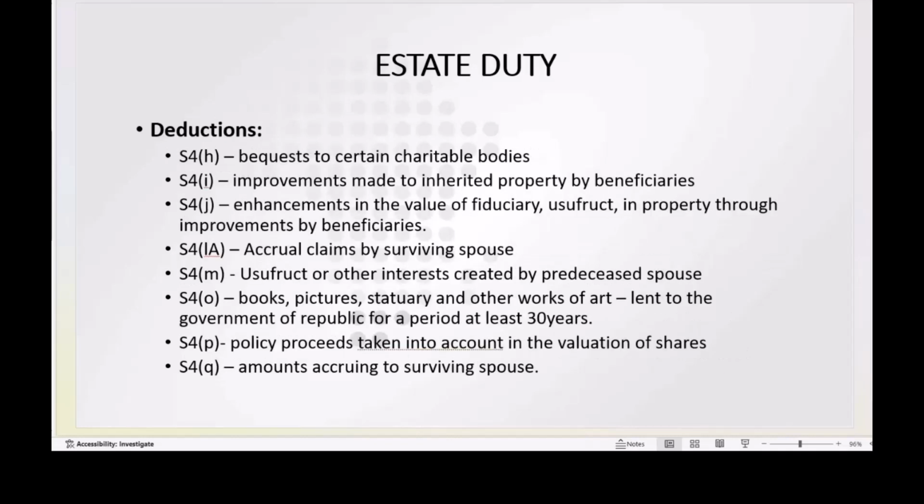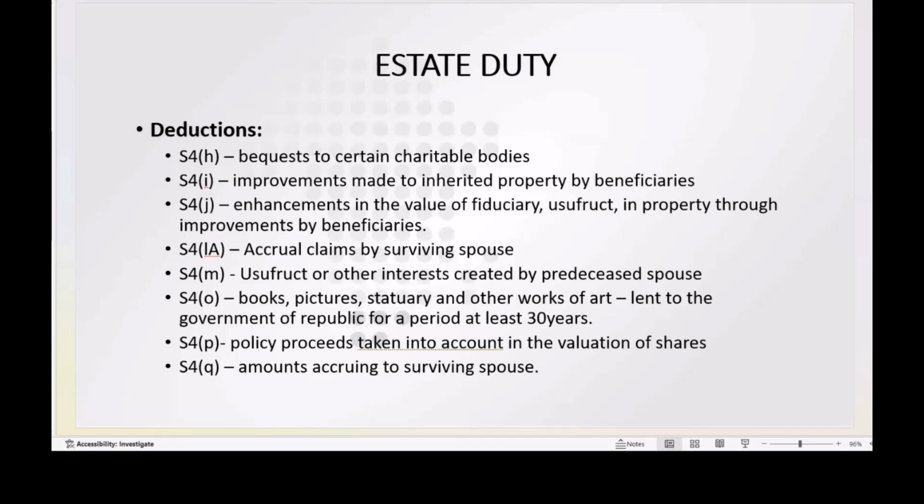Then any bequests to certain charitable bodies will also be allowed as a deduction. Improvements that were made to inherited property by beneficiaries. So what that means is, if I make improvements to my uncle's house and then he passes away, those improvements that I made will then be deducted from the estate of the person who passed away.